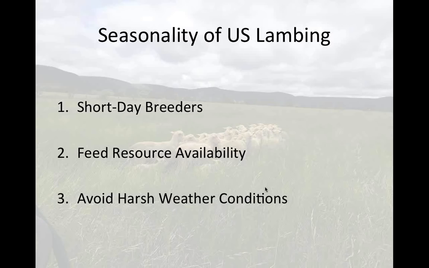Typically in the spring, we have more feed resources available, and it gives a better chance of survival for the lambs because the ewe's nutritional requirements are going to increase probably twofold when she has a lamb, if not two lambs on her side. Another reason that farmers and ranchers are going to target lambing at certain times of the year is to avoid harsh weather conditions. Typically in the northern part of the U.S., we're avoiding cold winter weather, but even in the southern part of the U.S., we may be moving up lambing earlier in the year so that we're avoiding harsh, hot weather where lambs aren't growing.